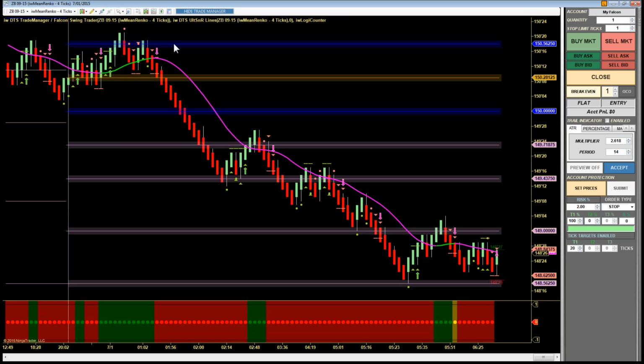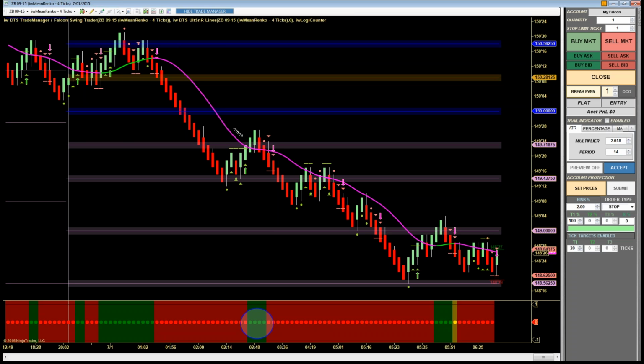You see we got a nice bounce here off of the primary resistance. Fell through the primary support, came back, retested it. Here is our trend change signal. Also, what we call a late filter entry signal.